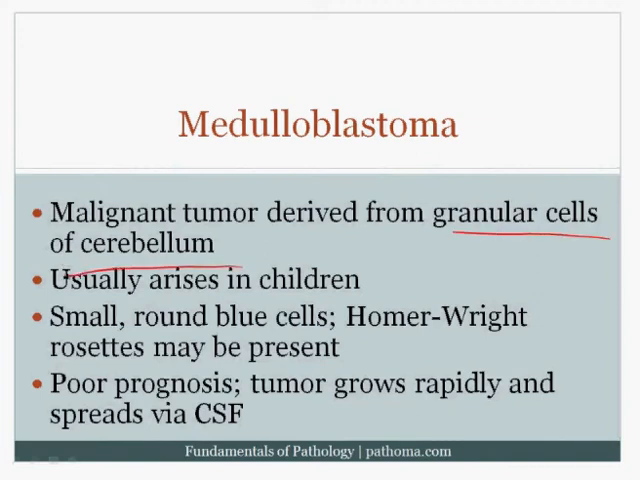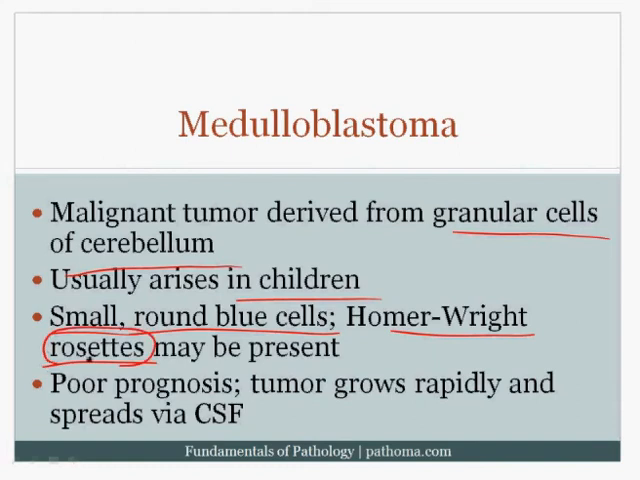Medulloblastoma is a malignant tumor derived from the granular cells of the cerebellum. It's particularly high yield to note that this tumor is derived from neuroectodermal tissue. Board examiners like to ask you that. Usually arises in children. The histology reveals small round blue cells with Homer Wright rosettes. Now Homer Wright rosettes are when the small round blue cells wrap around pink areas of neuritic processes. And so we call those Homer Wright rosettes because they are forming a rosette around those neuritic processes.